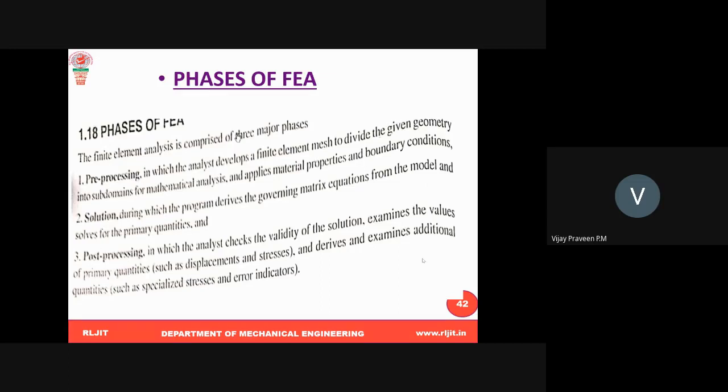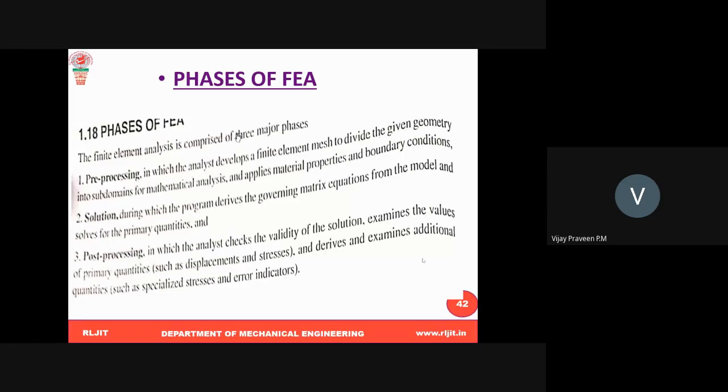So in the pre-processing stage, the given structure is there, and they will do the modeling, that is 3D modeling or 2D modeling, in a software. After that, they do the meshing process, that is, they divide the given domain into subdomains. After that, they apply the material property and the boundary conditions. Up to that stage is called pre-processing.